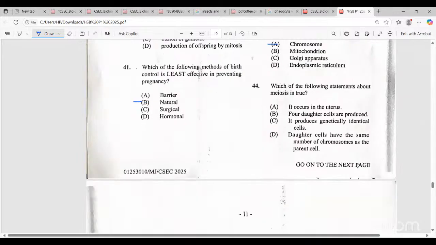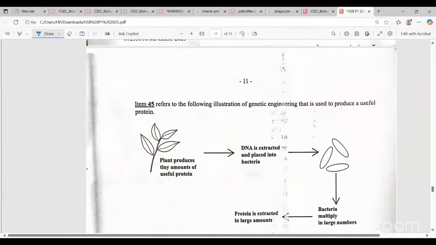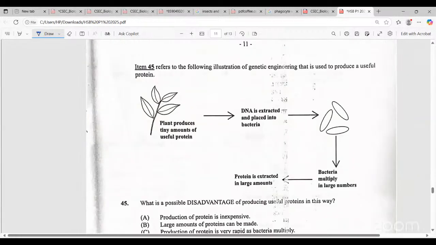44, which of the following statements about meiosis is true? I would say meiosis has haploid cells, which is the same as four daughter cells. That's B. Nice. 45 refers to the illustration of genetic engineering that is used to produce useful protein. Plants produce tiny amounts of useful protein. DNA is extracted to place, and so on.